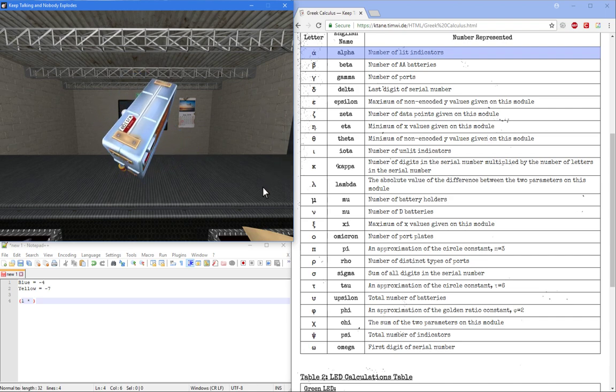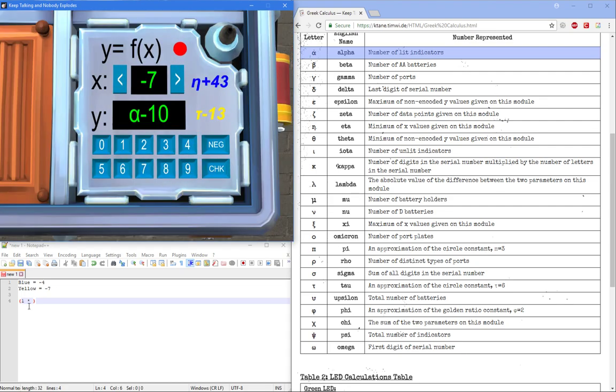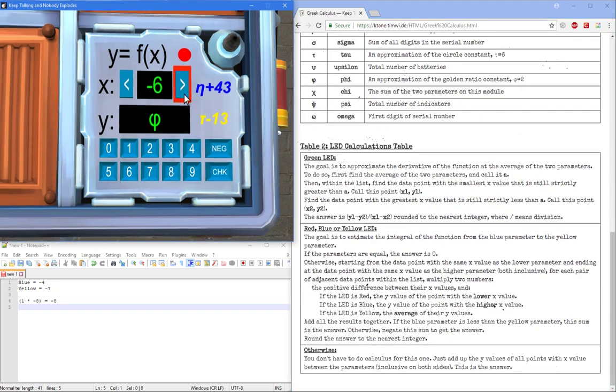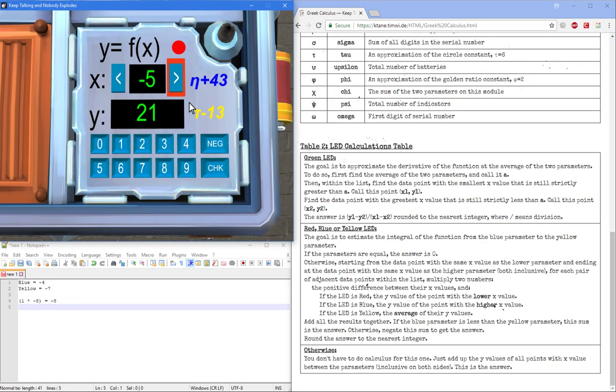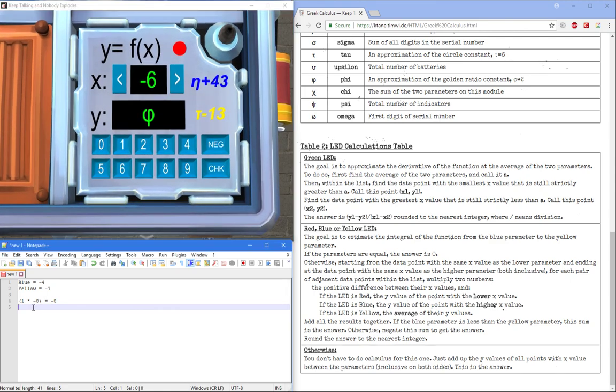Alpha is the number of lit indicators, which we're going to find out now. Let's see, 1, 2. I think I only see 1, 2. Yeah. So we take 2 minus 10, which gives us negative 8. So 1 times negative 8 is going to equal negative 8. And then we do it with the next one. So here's negative 6 and negative 5. The positive difference between negative 6 and negative 5 is 1.